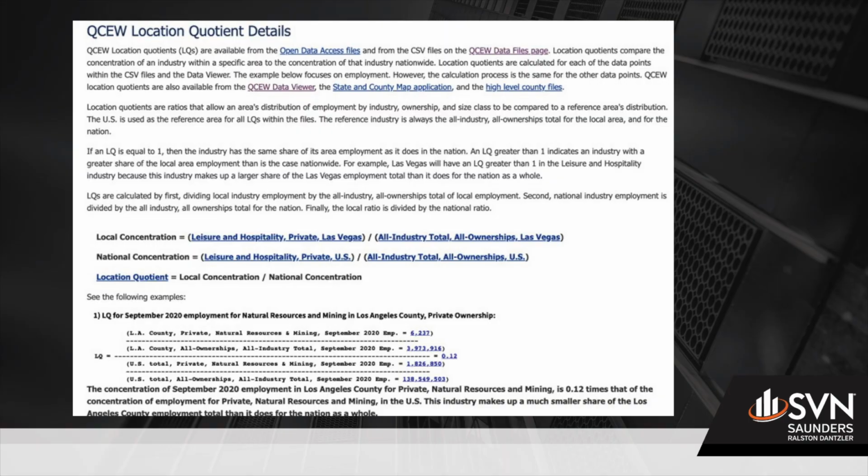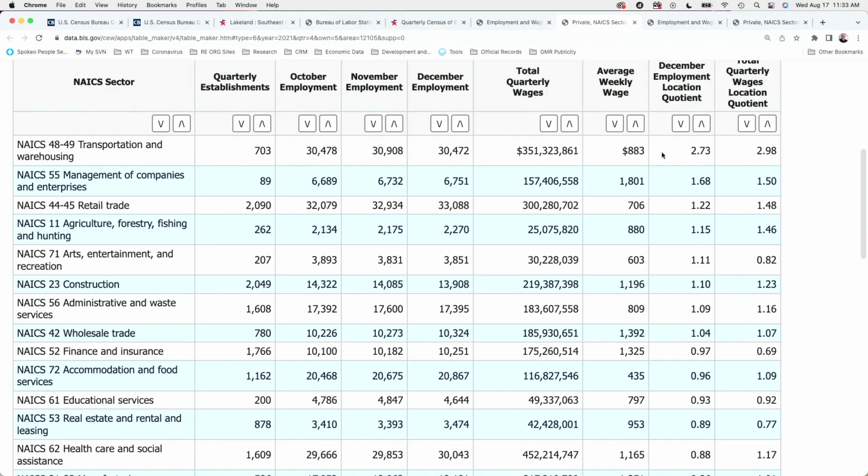One of the powerful components of looking at the Quarterly Census of Employment and Wages is that we can sort by location quotient. And location quotient gives us the ability to see where we are outperforming the market, if you will. There is a location quotient details explanation, but the bottom line is the local employment percentage in this particular industrial classification is the numerator, and the national is the denominator. So let's go back and see how this helps us to see.